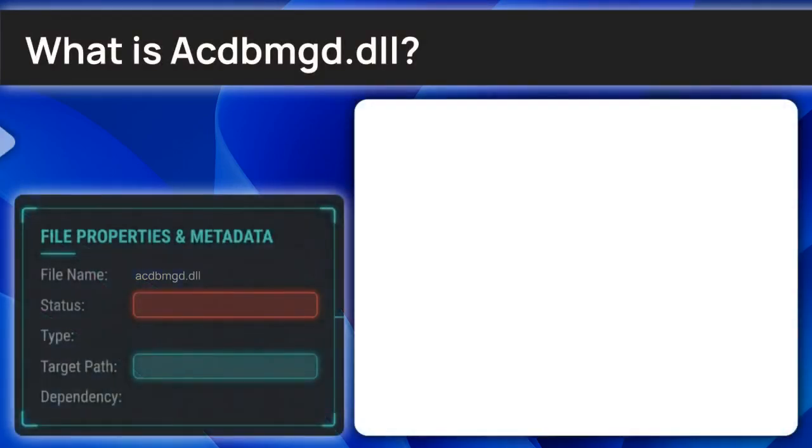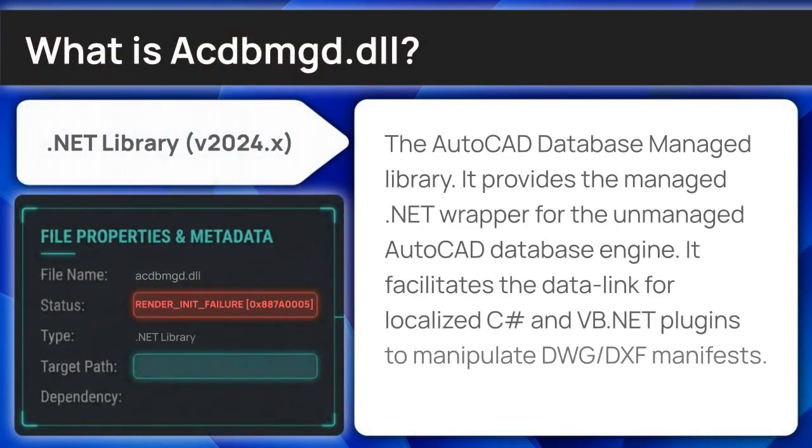This is the Acdbmgd Library, the AutoCAD Database Managed library. It provides the managed .NET wrapper for the unmanaged AutoCAD database engine. It facilitates the data link for localized C# and VB.NET plugins to manipulate DWG and DXF manifests. Knowing the file's purpose is helpful, but now we need to physically restore it.